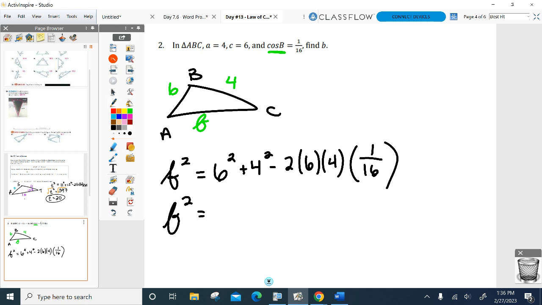Is it 100? No. Right. 49. There it is. Look at my own notes. So B is going to be equal to 7.